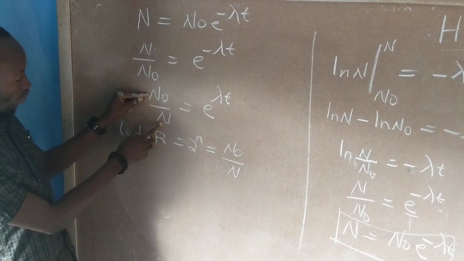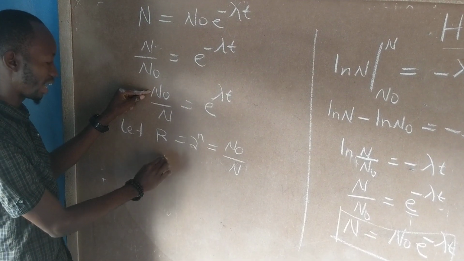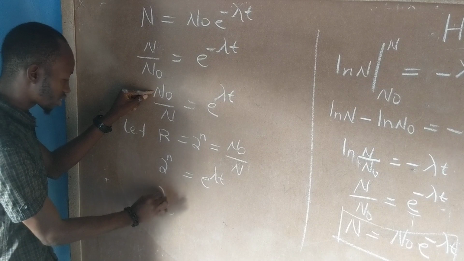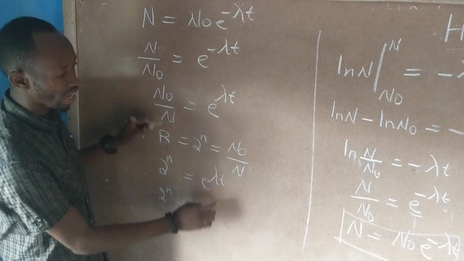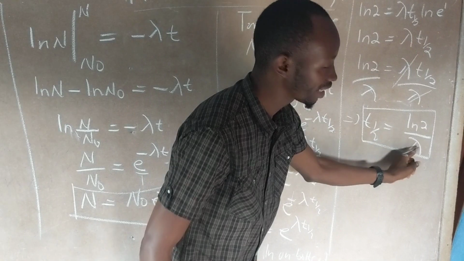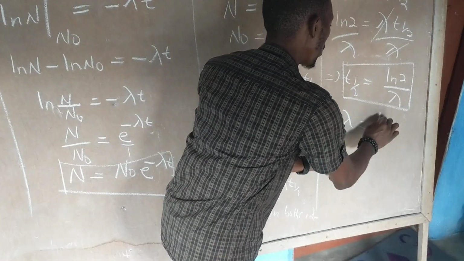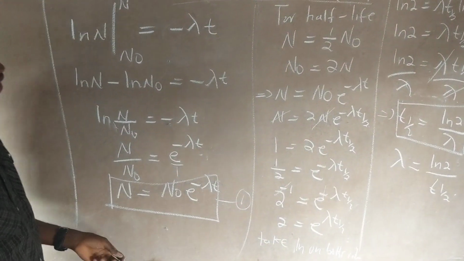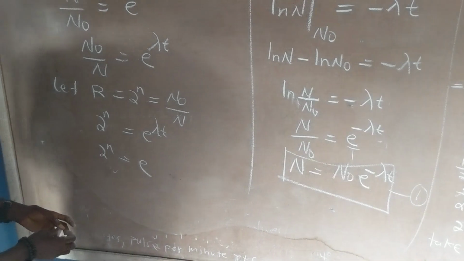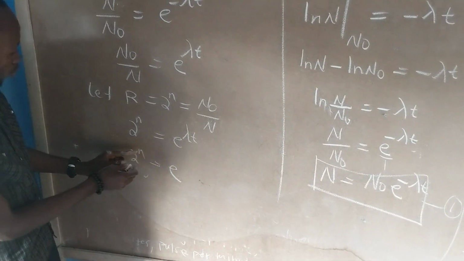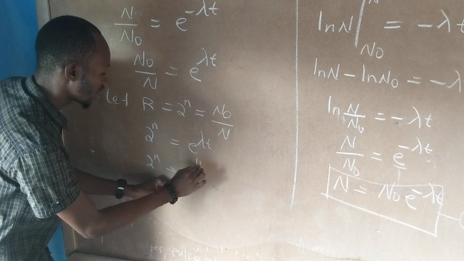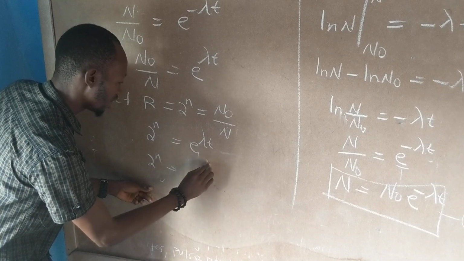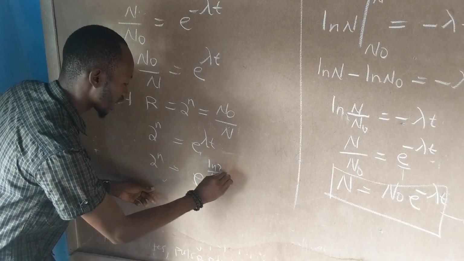So this N0 over N will be represented as 2 raised to the power n equals e raised to the power lambda t. But 2 to the power n equals e raised to the power lambda t. Let's make lambda the subject here. If we make lambda the subject, we have ln 2 over T half. You see, we have ln 2 over T half. So lambda is ln 2 divided by T half, and lambda t equals ln 2 divided by T half times t.